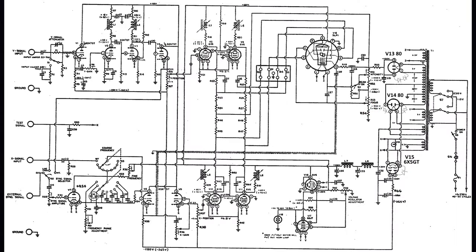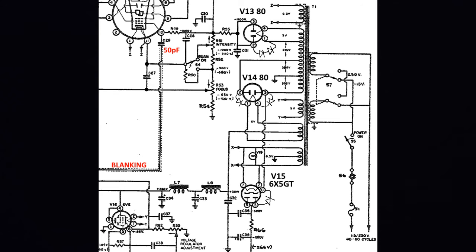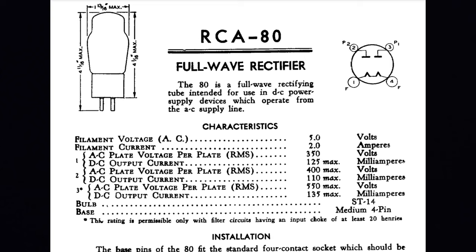If we look again at the schematic and look at the right side, we see the power supply. So the power supply is also made using three tubes, and they are obviously rectifier tubes. All of them are double rectifier tubes. If we look at the top one called V13, it is an RCA 80. It is a directly heated double diode.